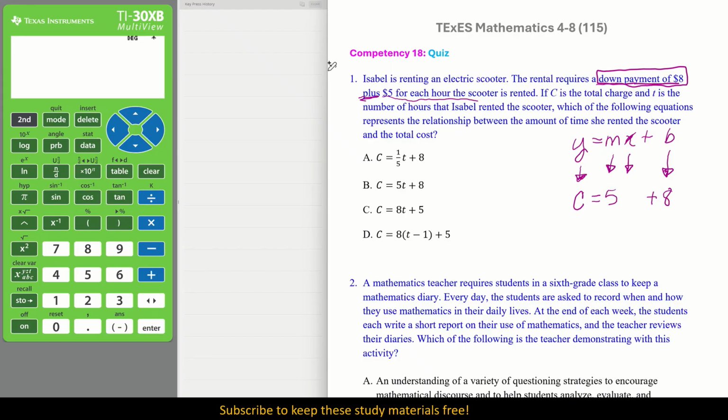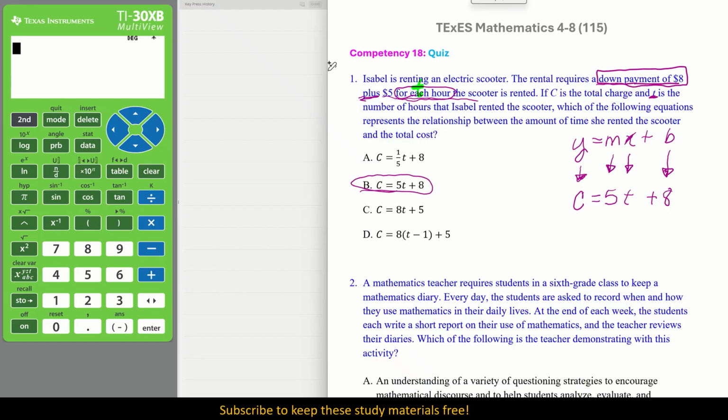Okay, and in this situation, what do we have? We have $5 for each hour. Well, what is that? Well, we said it's T. They're telling us to write T. So right here, we're going to write T. So that's going to be represented by a T. Okay, so which one is that? Well, that's going to be option B.